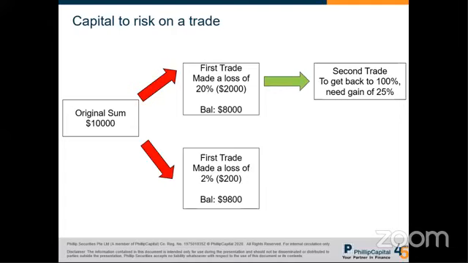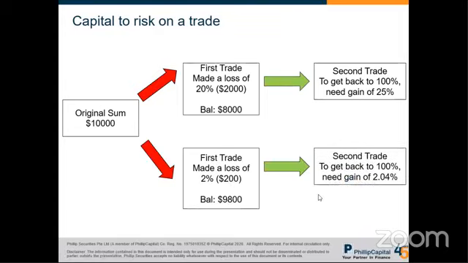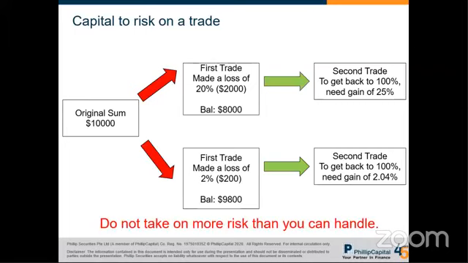That's a wrong mindset. Let's say you practice the 2% rule. For your first trade you make a loss of $200, and the balance drops to 9,800. To go back to 100%, you just need to make a gain of 2.04%. In this case, I don't think it's that difficult as compared to the 25%. So you can see it's very important for a trader to decide how much capital to risk on the trade. Do not take more risk than what you can handle.